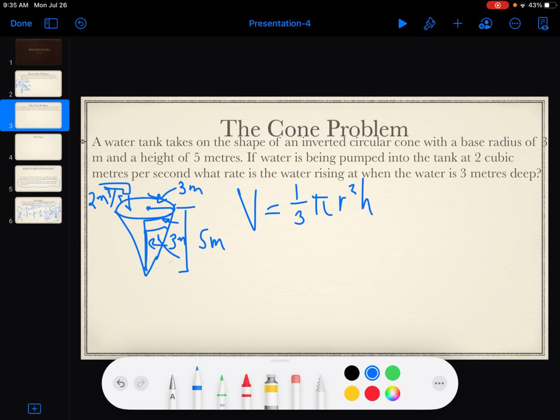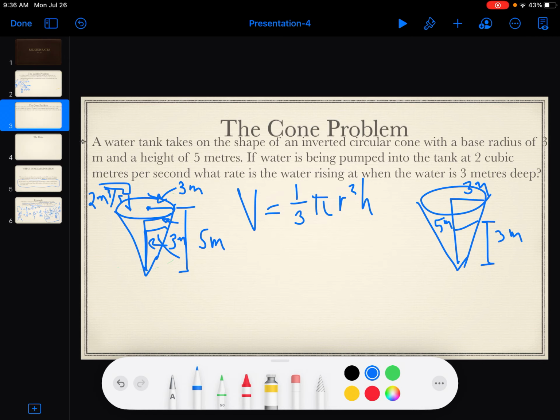So, well, let's look at what we're given more closely. We're given this cone. I'm going to draw it again. It's got 3 meters is the base radius. It has a height of 5 meters. And we want to find how fast the height is rising when the depth of the water is 3 meters. So this is 3 meters.